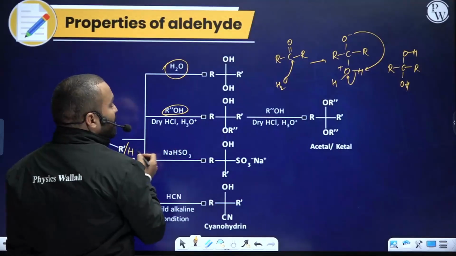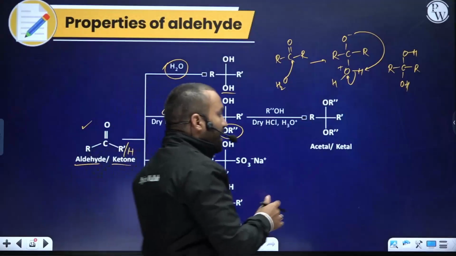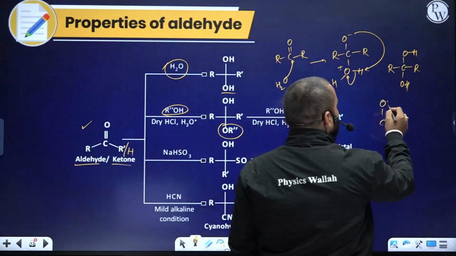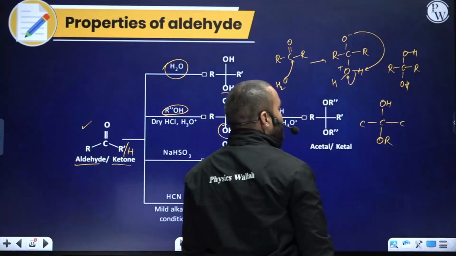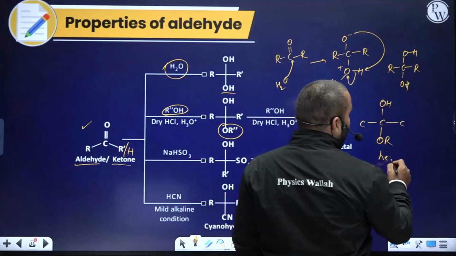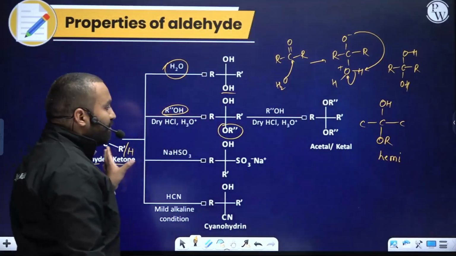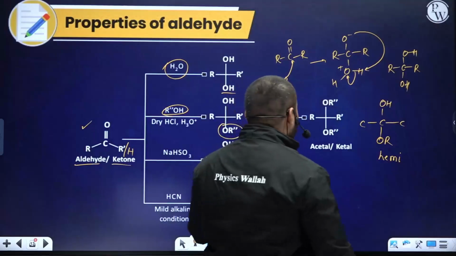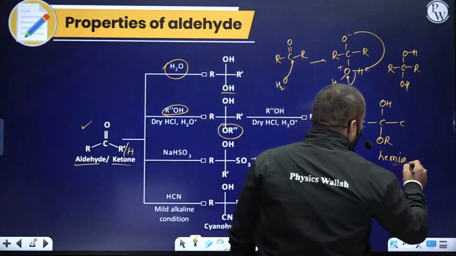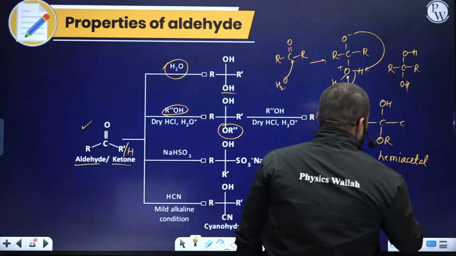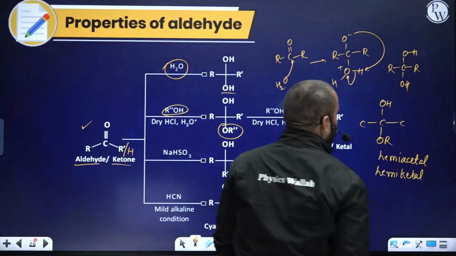What's going to happen? Instead of getting OH here, you will obtain OR, and a carbon that has one OH group present. There are two carbon groups present here and one OR group present. This is known as hemiacetal or hemiketal. Hemi means half. If you start from a ketone, it will be known as hemiketal. If you start from an aldehyde, it will be named as hemiacetal, depending upon the starting material.